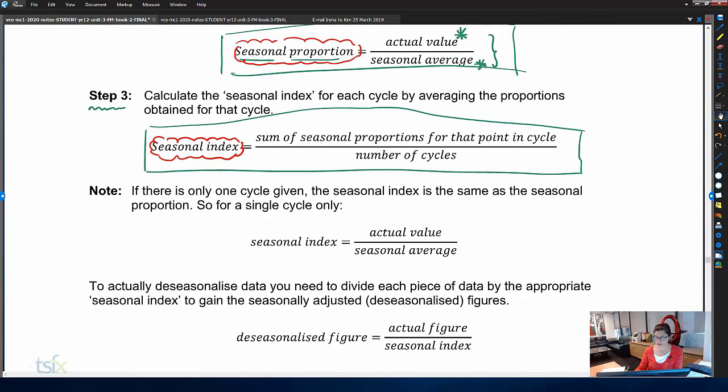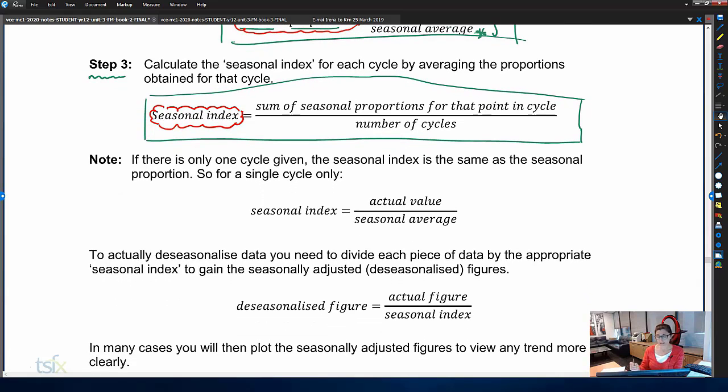Once you've calculated your seasonal index, you then need to, I'll come back to this point in a minute when we start working through questions. This is just saying if the data you get is just for a single cycle. That means if it was quarterly data, you only had data for 1 year, and you had 1 data value for summer, 1 data value for autumn, 1 data value for winter, 1 data value for spring, okay? So you've only got 4 values, 1 cycle, 1 year, and you have to work out the seasonal index.